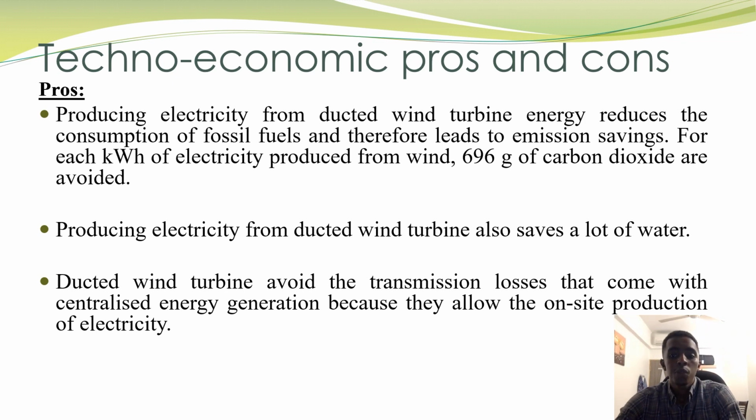Second, the use of wind energy to generate power also conserves a significant amount of water. Conventional power utilizers use millions of liters of water every day in the course of their operations. Finally, a ducted wind turbine avoids the transmission losses associated with centralized energy generation by allowing power to be generated on site rather than in the transmission network.